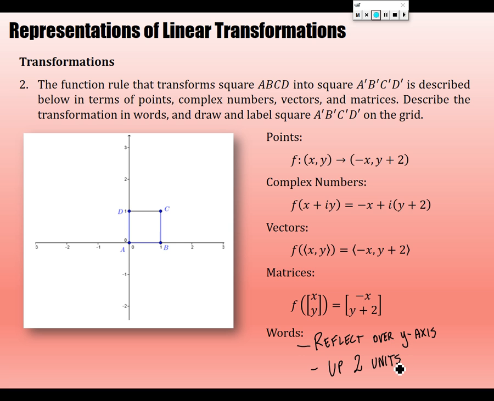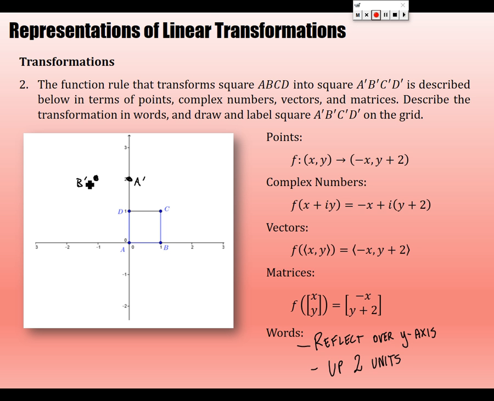Yeah, so do that to these points and label them A prime, B prime, C prime, D prime. So A will go to here, and then reflected and moved up. So there's A prime. B goes, reflect and then move up to here. So there, B prime. Yeah? Just apply these points.